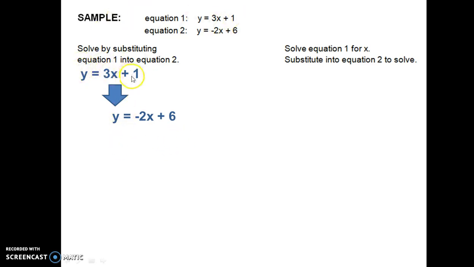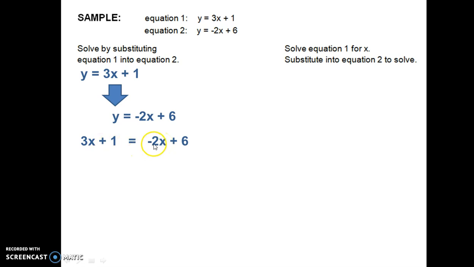Notice that both equations are solved for y already. That means you can take this part, because since y here equals this, we can replace the y in the other equation with that portion. So that's what it means by substituting equation 1 into 2. So this part is going to replace this y here. And we rewrite this new equation like this. Once we've done the substitution, you notice that instead of having two variables, now the new equation only has one variable, so we can solve that.